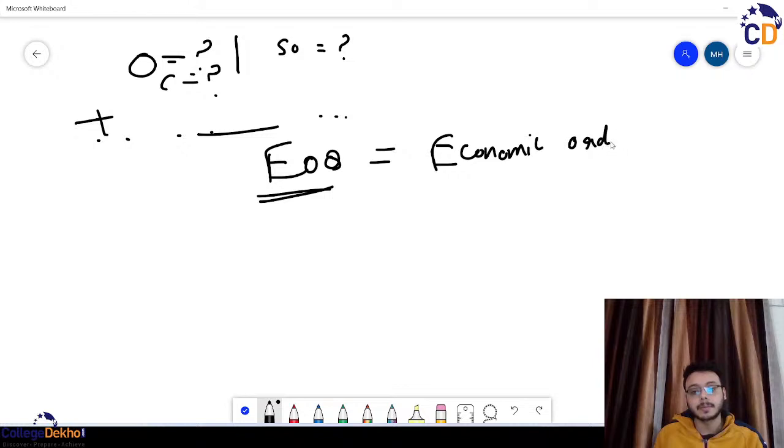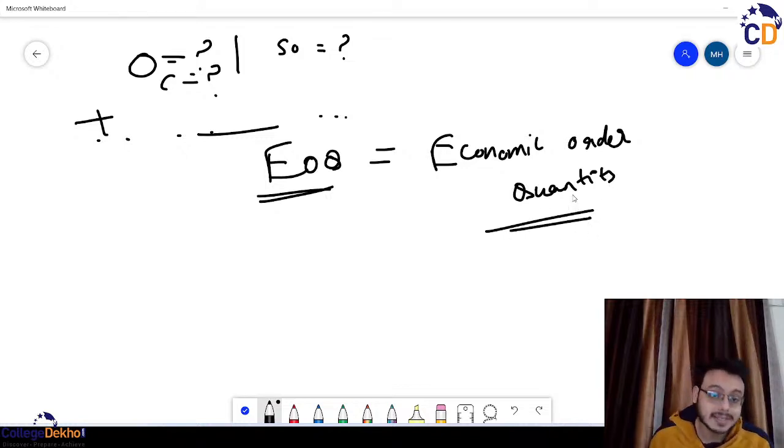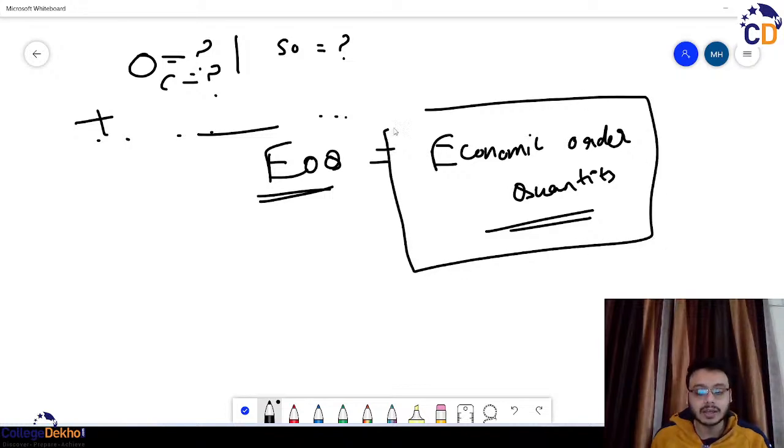Your EOQ model is the economic order quantity model. And this model is used to minimize the cost of inventory. Okay. And this model we would be talking about in the next session today. Okay. So see you in the next session.